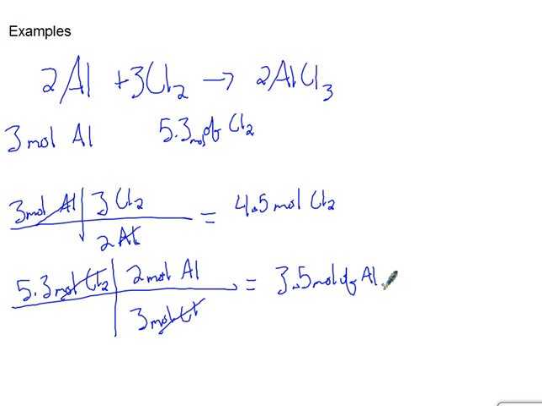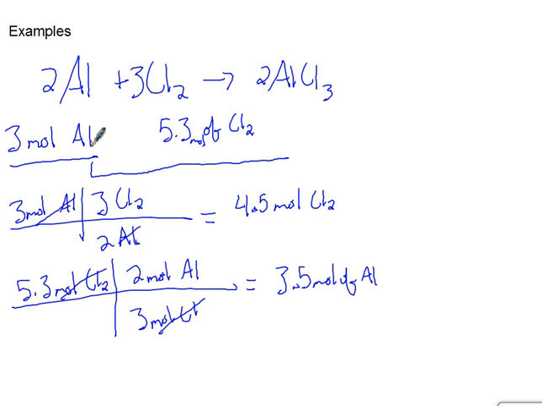All right, so now we can say for sure which one is our limiting reagent. In order to completely react our 3 moles of aluminum, I only need 4.5 moles of chlorine. In order to completely react our 5.3 moles of chlorine, I need 3.5 moles of aluminum. Well, what did we start with? We only started with 3 moles of aluminum. Therefore, aluminum is going to be our limiting reagent because it will limit how much is produced.